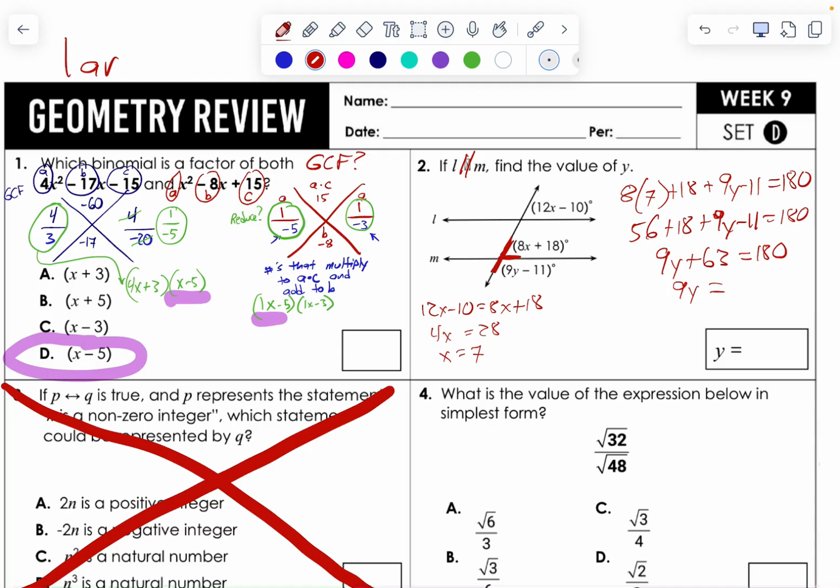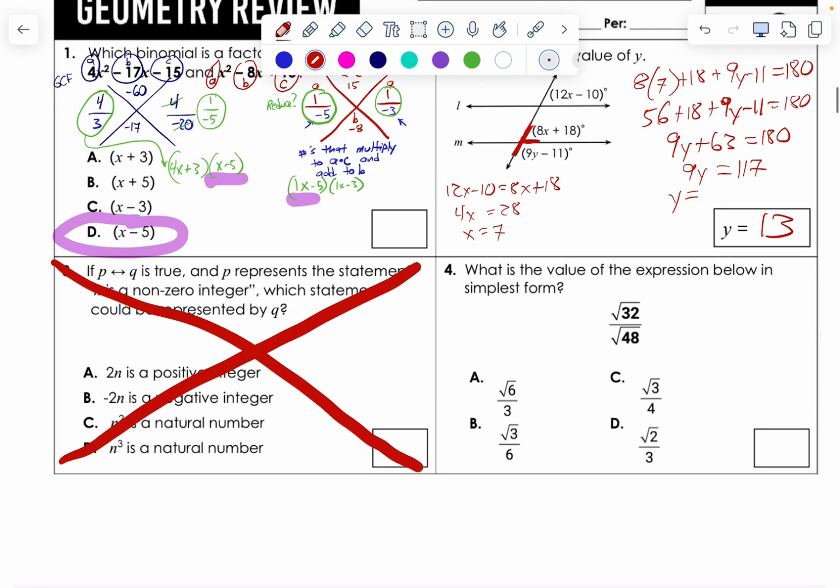Subtract 63. And what is that, 117, I think? And divide by 9, what is that? Aldo's got it. 13. Thanks. Cool. Raise your hand if you got that one. Okay.